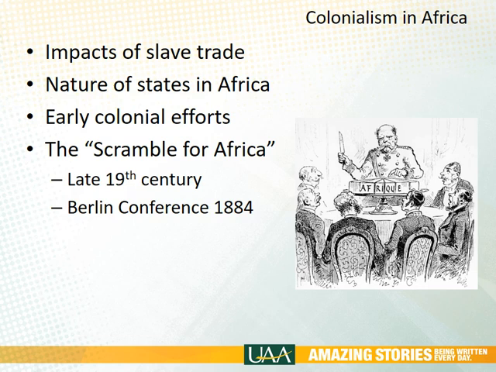But it was really during the late 19th century that the so-called scramble for Africa took place, where European countries really began to contest against one another for large swaths of territory. In fact, in 1884, a conference was held in Berlin in which countries were able to essentially divide up the continent and take the portions that they wanted for themselves.